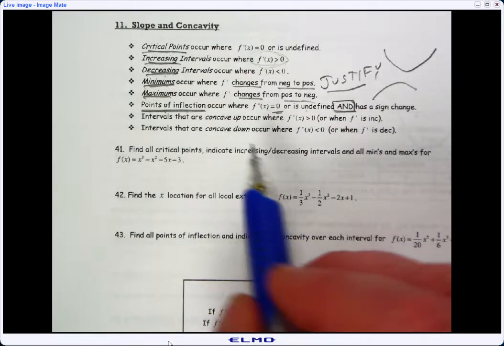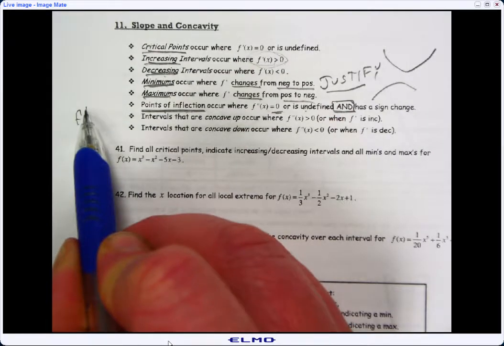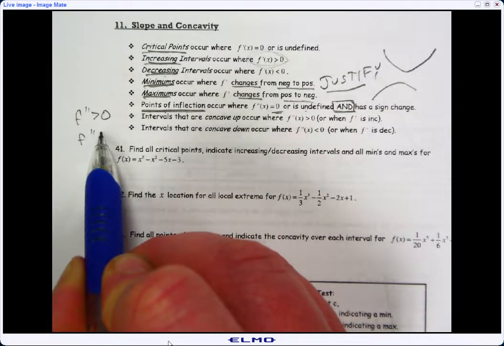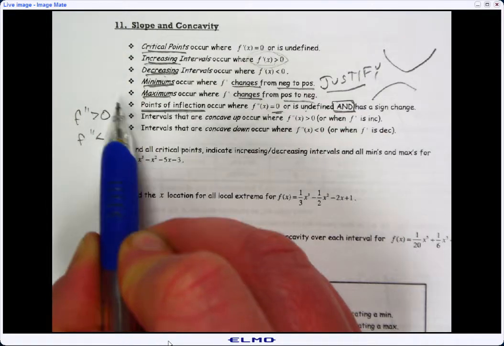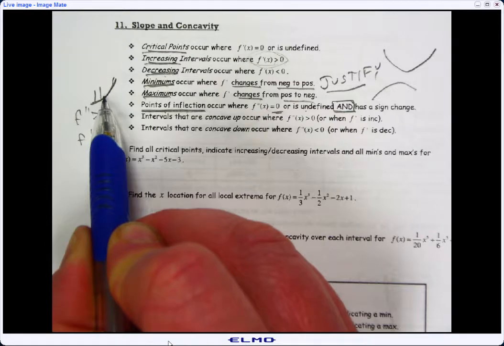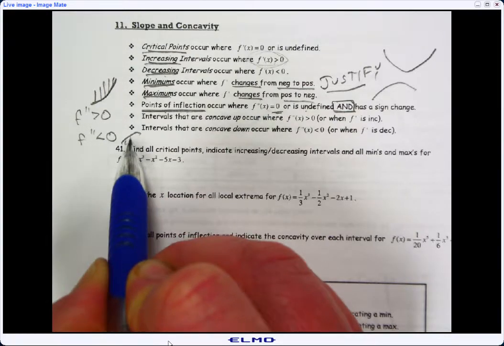Concave up means the second derivative is positive. Concave down, second derivative is negative. Concave up is the curve is facing up. Concave down, the curve is facing down.